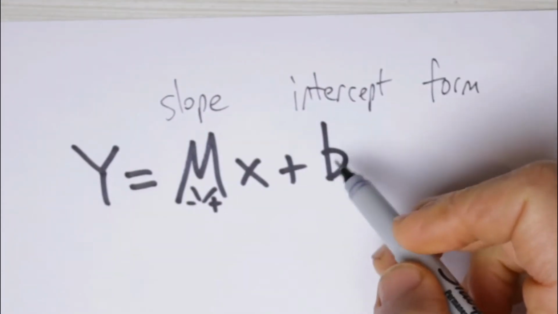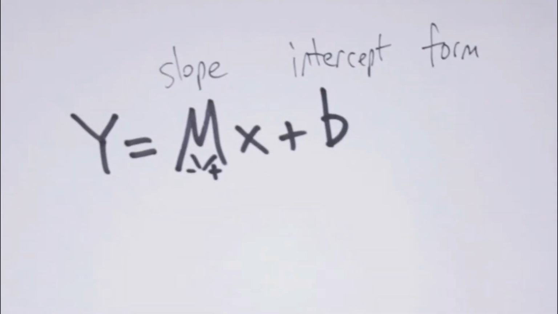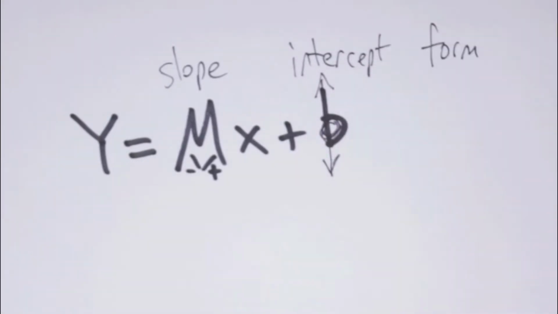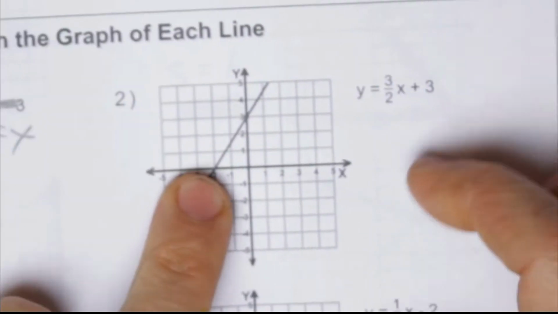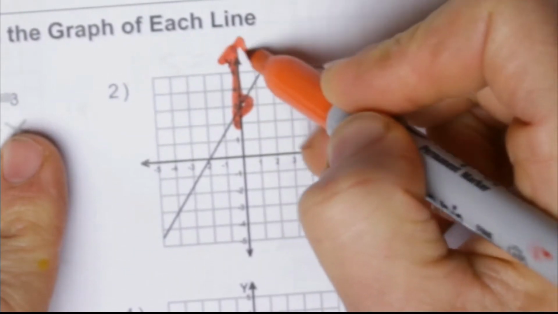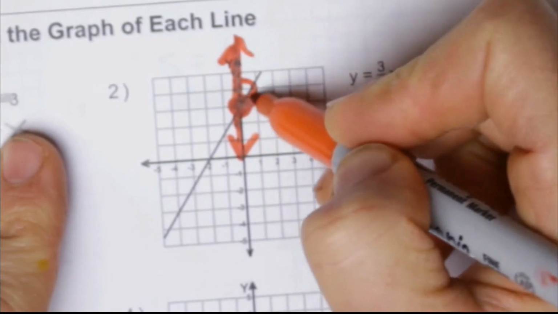Okay, this is the y-intercept. It's where it crosses the y-axis. The way I remember this is this looks like a little spear, and that's where it crosses the y-axis. If we have a graph, let's look at this one right here. This is our y-axis, and this is our b. B is where that crosses the y-axis. You could kind of think of that as a B right there.